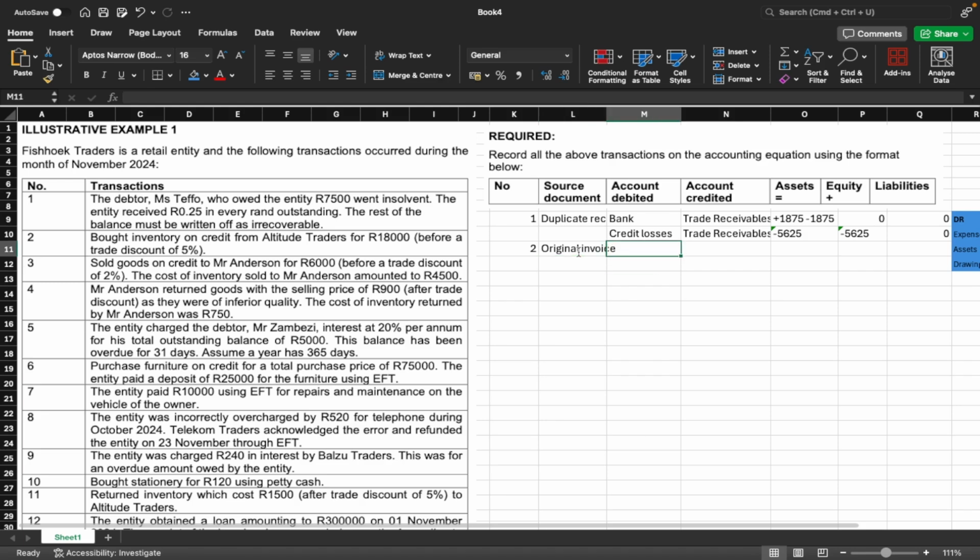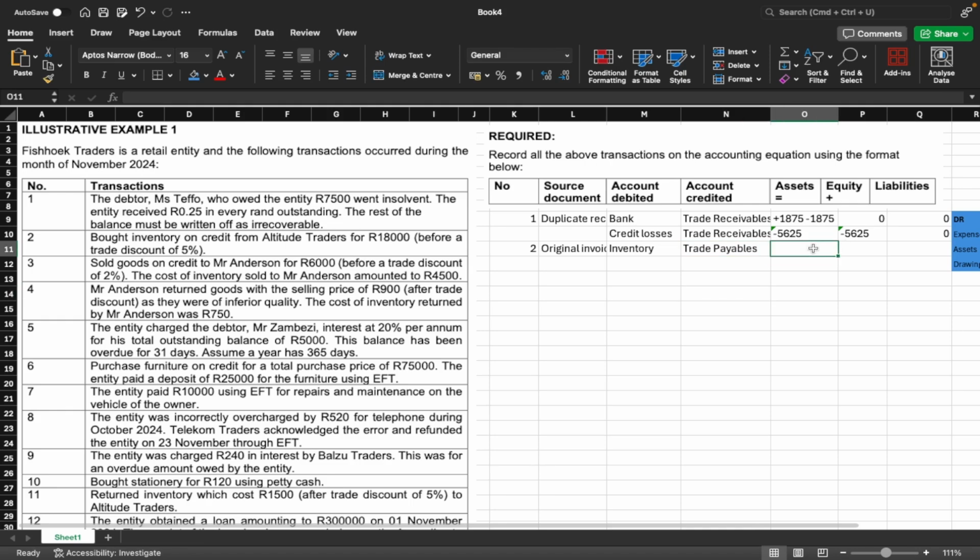Okay, and account debited, as we've mentioned, inventory, because inventory is an asset and our asset is increasing because we just brought in more inventory, and we're crediting trade payables. Again in brackets, or you can put a semicolon and the name of the creditor, in this case Altitude Traders, would be fine to just trace it if you need to do that.